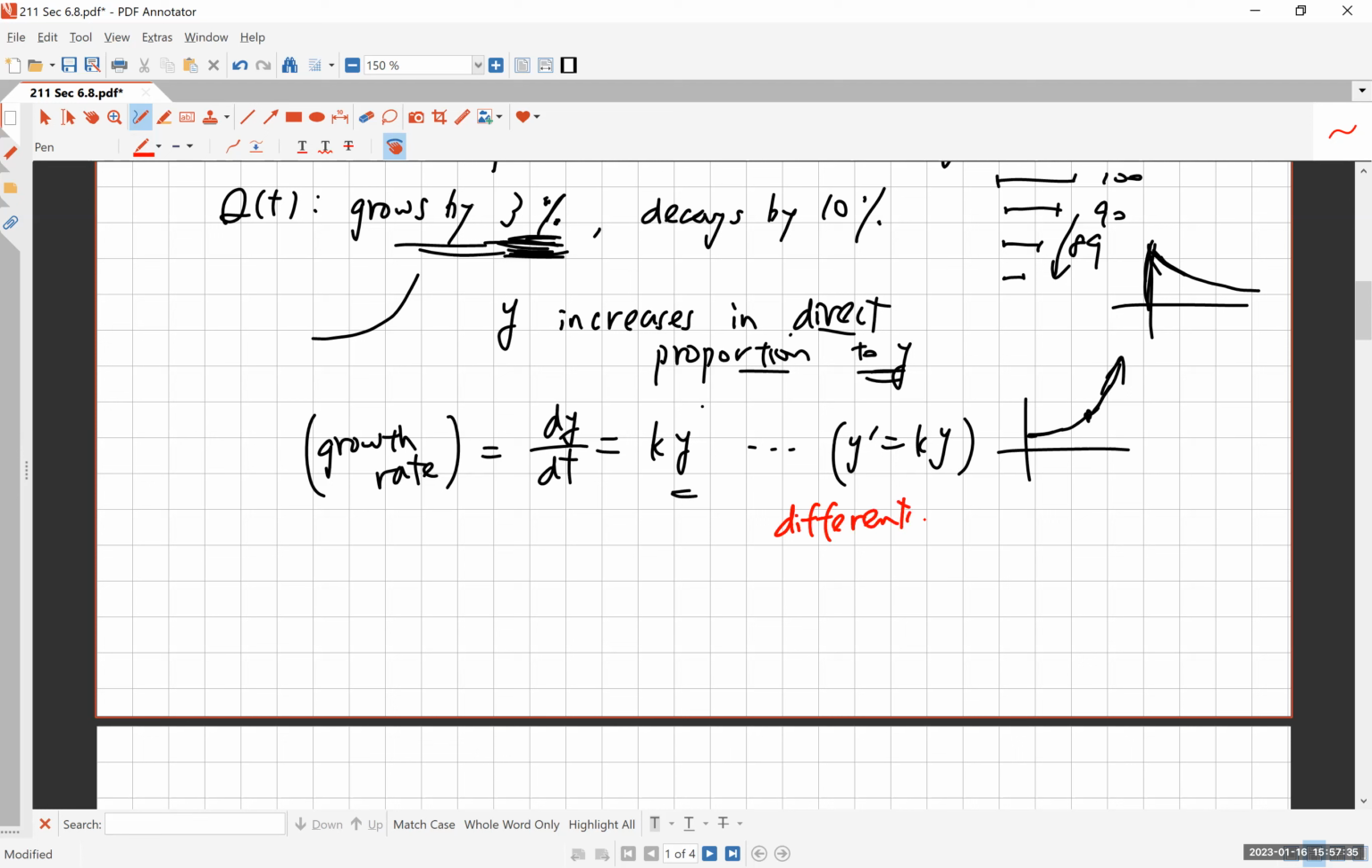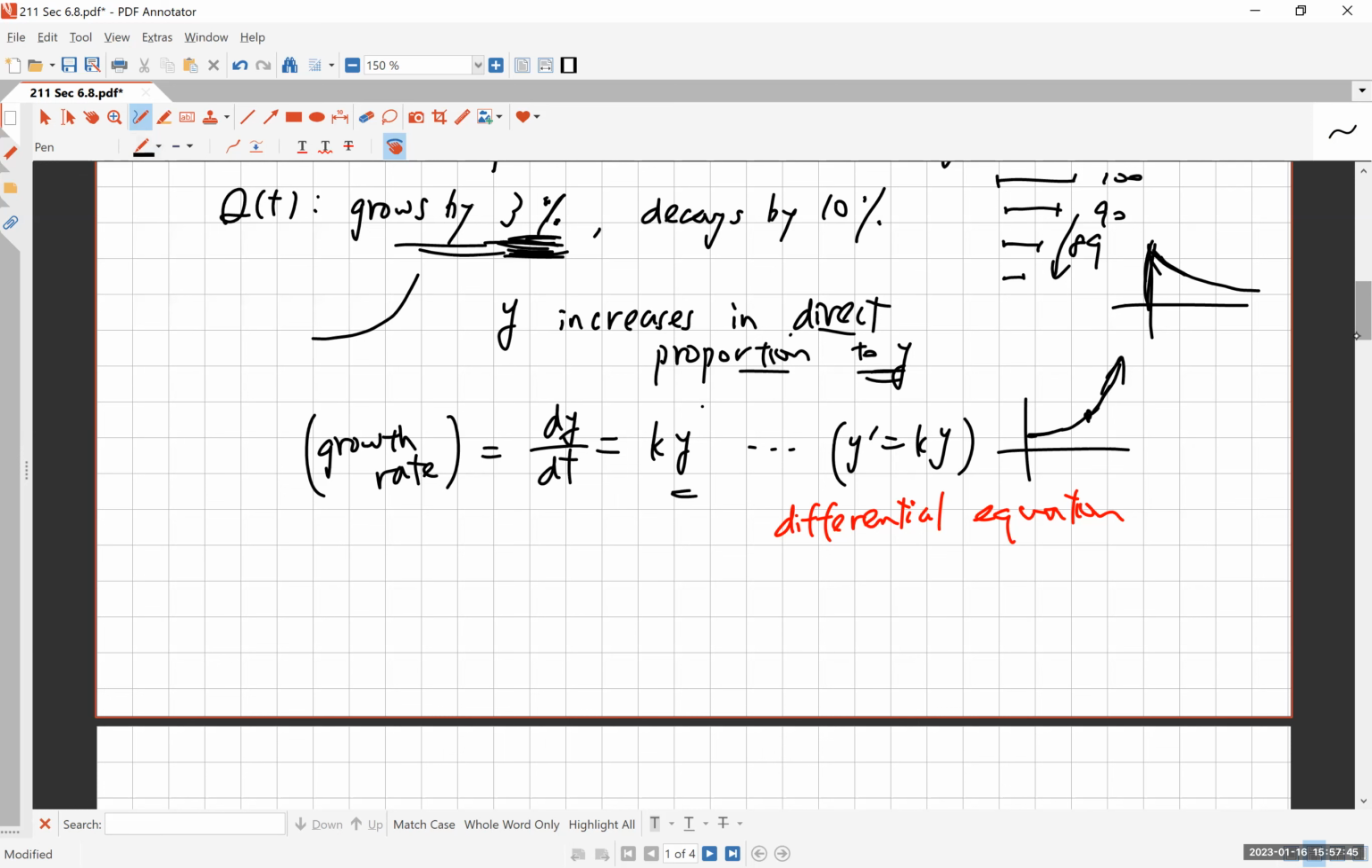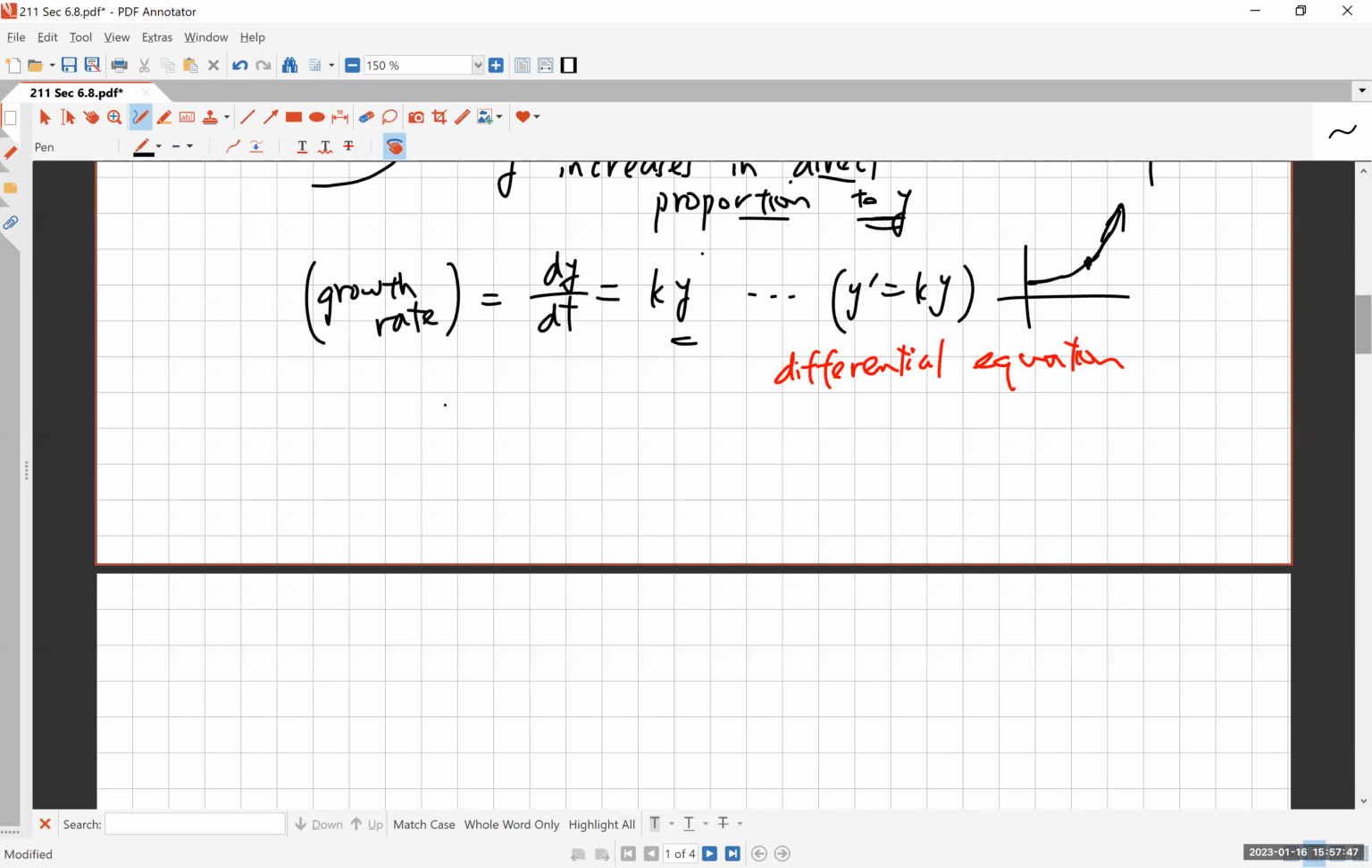Now this is what we call a differential equation. You have an equation that involves a derivative, and we solve this. The theory of differential equations is well established. Typically we write this as dy is equal to ky dt. You just multiply both sides by dt. You can also separate the y's and the independent variables like this, and then you integrate both sides.